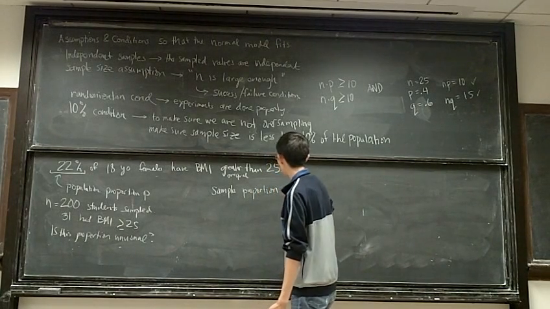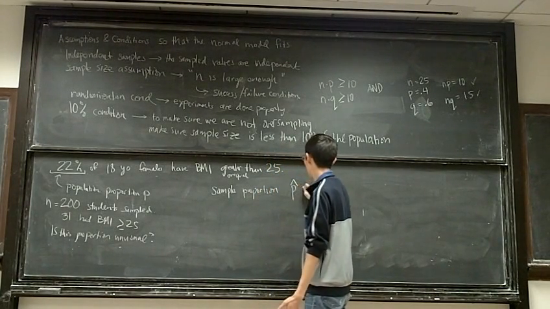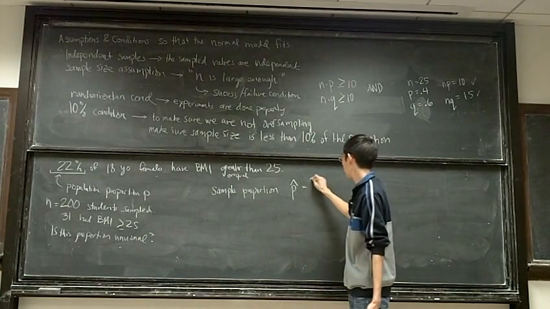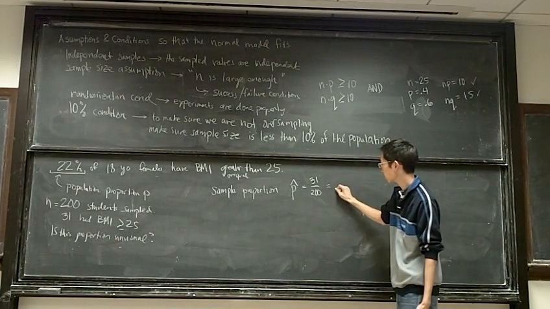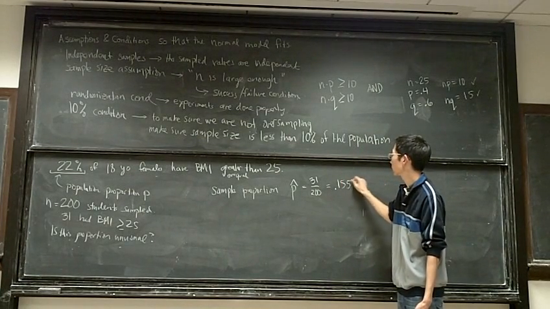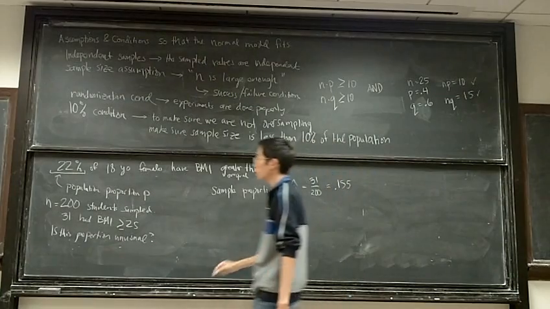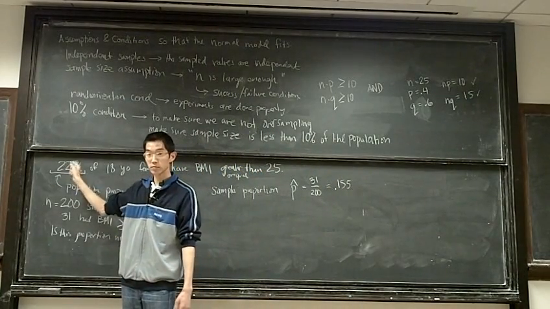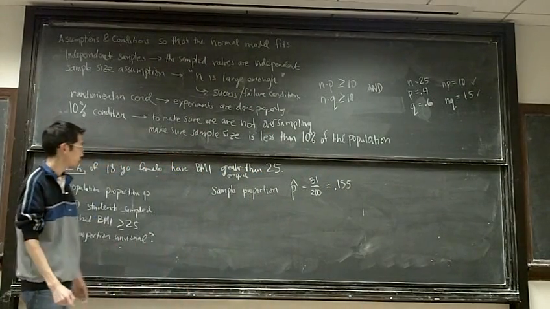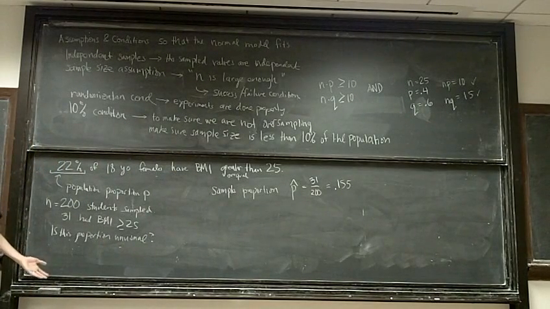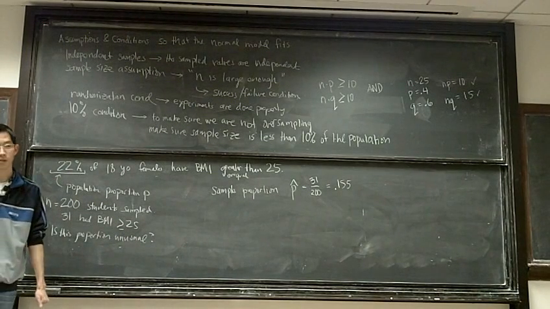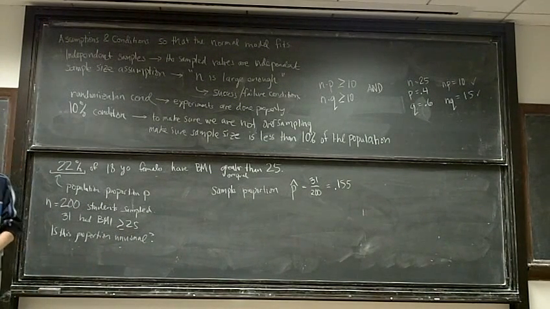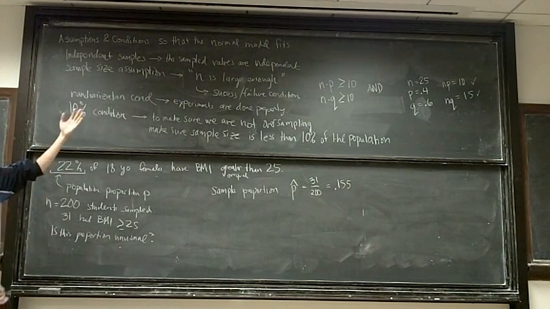So the sample proportion, this is p hat, is equal to 31 divided by 200, which is 0.155. So 0.155 is lower than the national average of 22%. Is that unusual, or is that within the realm of pretty likely? That's what we're asking here. So first, we just want to make sure that our conditions are met.